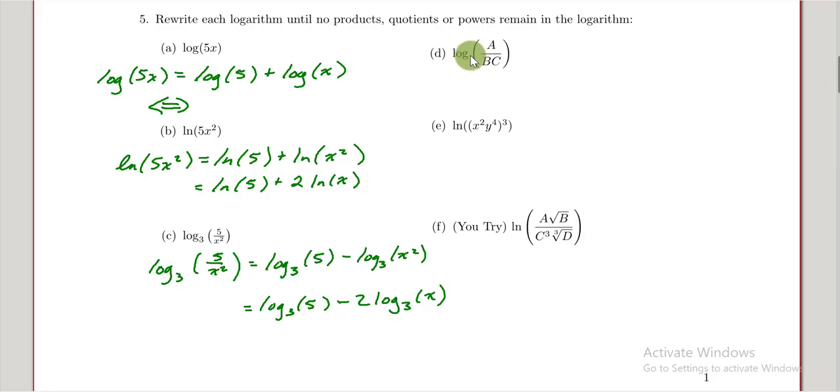Let's try number 9 here. We've got the log base 10. Remember, that's an implied base 10. Let me just write it like this. I'll just write base 10 there for you. And we can go ahead and break this up. So we can first rewrite this as the log base 10 of a minus the log base 10 of b times c. So we broke up the division expression.